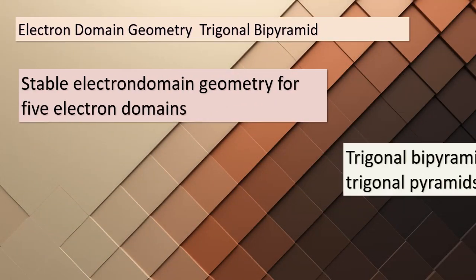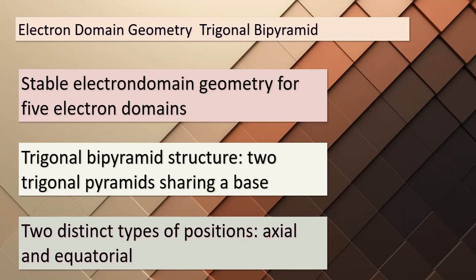Welcome, students. Today, we're delving into the intriguing world of electron domain geometry. Our focus is on a specific arrangement known as the trigonal bipyramid. This geometry involves 5 electron domains, and it's a structure that provides remarkable stability. Imagine it as 2 trigonal pyramids sharing a common base.